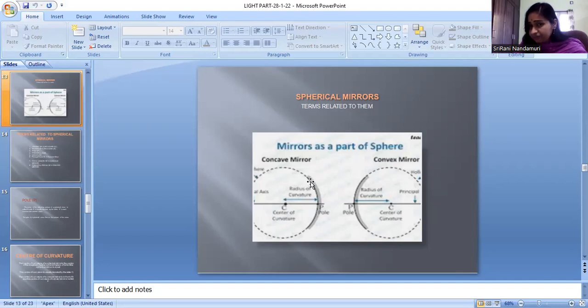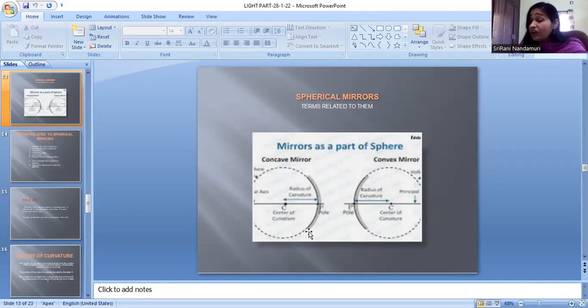This is the part of a concave mirror. For this part to be obtained, there should be a sphere. This is the one sphere. If you cut this sphere, for example, if this is a ball, and you cut this ball, you get this part. There should be a sphere here if you want to get this part.